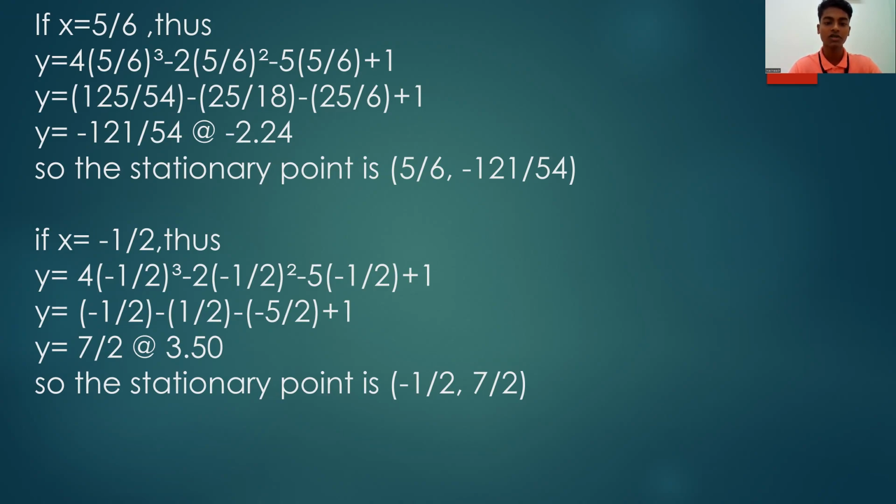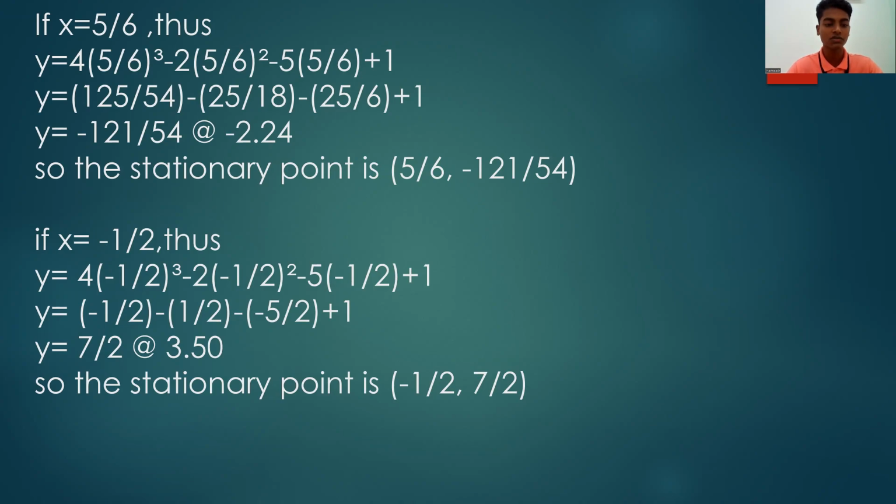So the stationary point for this particular equation is (5/6, -121/54). So for the second value of x, we just do the same thing again.